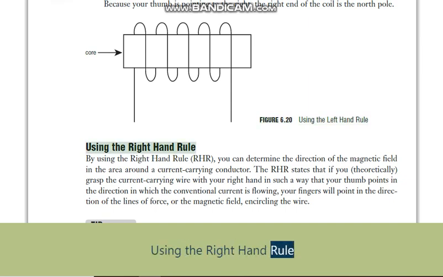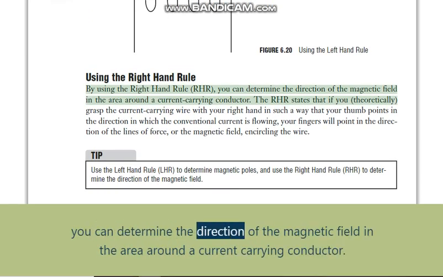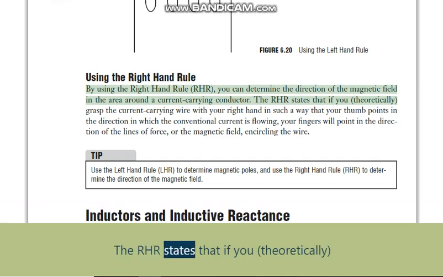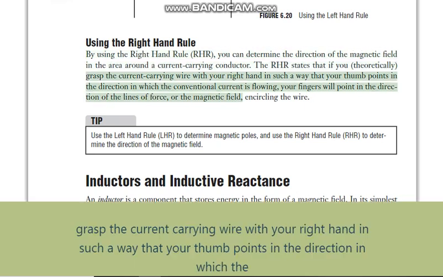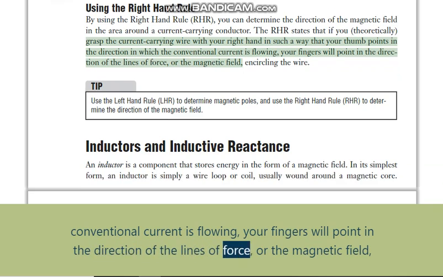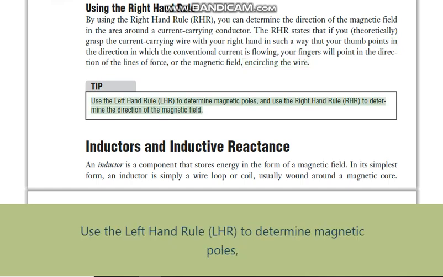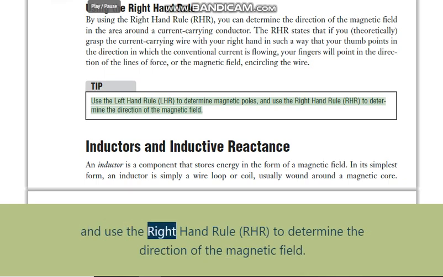Using the right-hand rule. By using the right-hand rule, RHR, you can determine the direction of the magnetic field in the area around a current-carrying conductor. The RHR states that if you, theoretically, grasp the current-carrying wire with your right hand in such a way that your thumb points in the direction in which the conventional current is flowing, your fingers will point in the direction of the lines of force, or the magnetic field, encircling the wire. Use the left-hand rule, LHR, to determine magnetic poles, and use the right-hand rule, RHR, to determine the direction of the magnetic field.